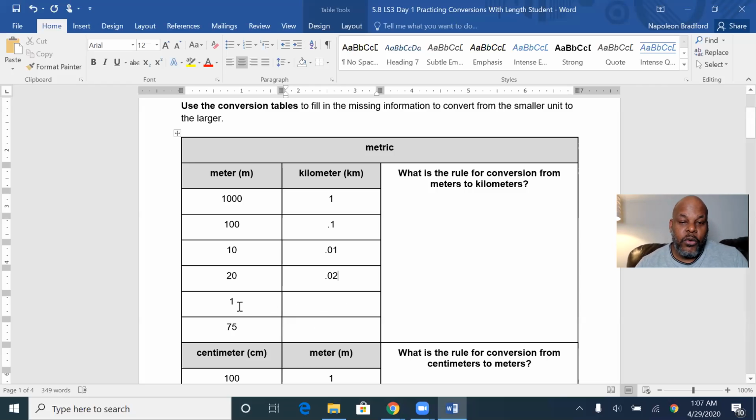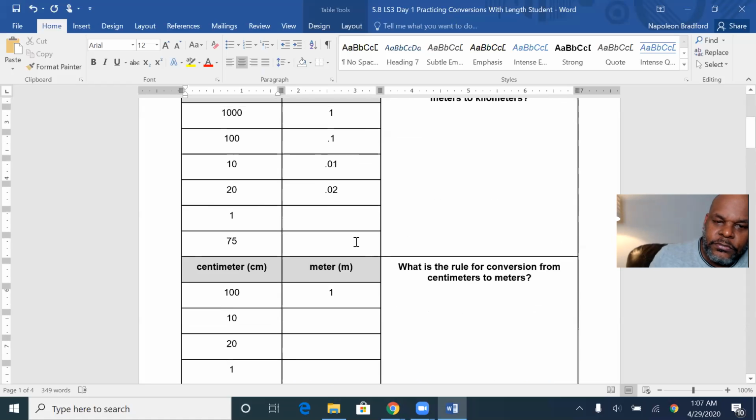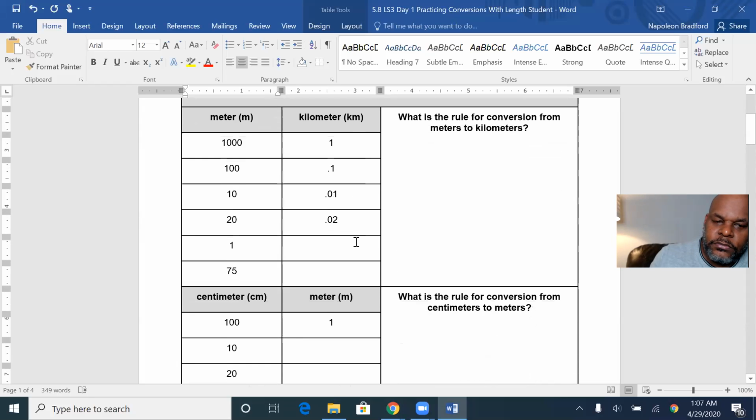Okay. What about 1? How many kilometers are made up by 1 meter? Anybody have a guess? All right, let's jump over here and try it. All right, start off the same way. 1,000 meters equal to 1 kilometer. So what about 1 meter?